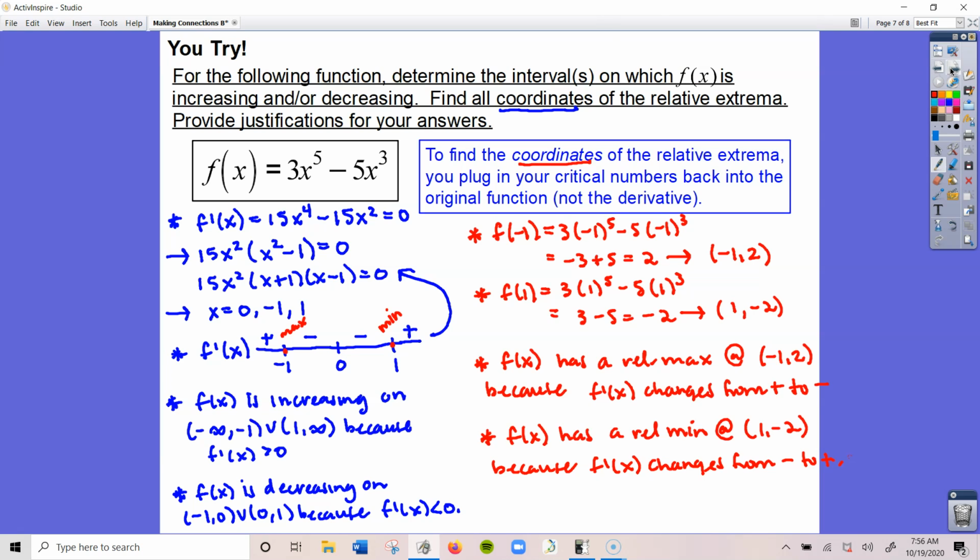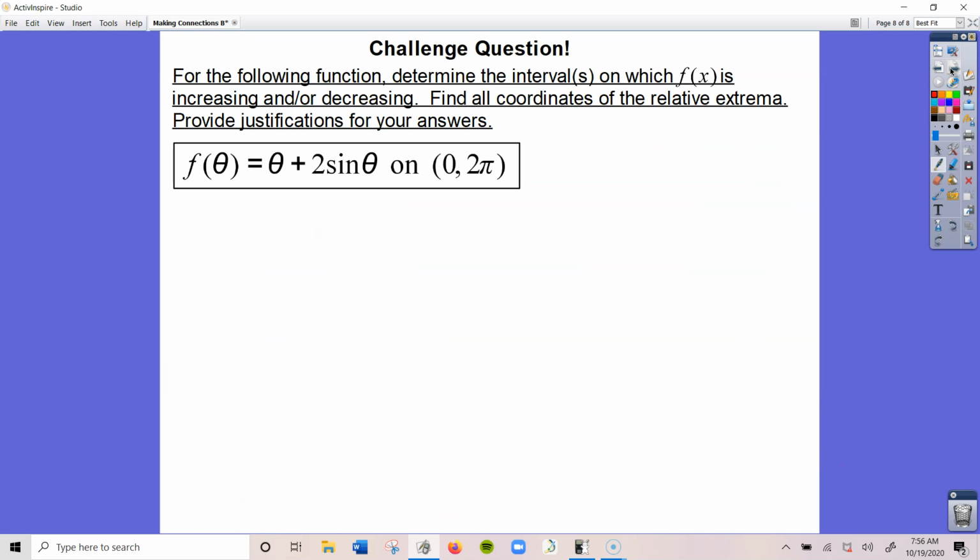Now we're going to look at one more example, and this particular example is a calculator question. So here we have f of theta is equal to theta plus 2 sine theta on the interval 0 to 2 pi. And we're going to determine the intervals where it is increasing, decreasing, and again, the coordinates of the relative extrema. So first, I'm going to take out my calculator.